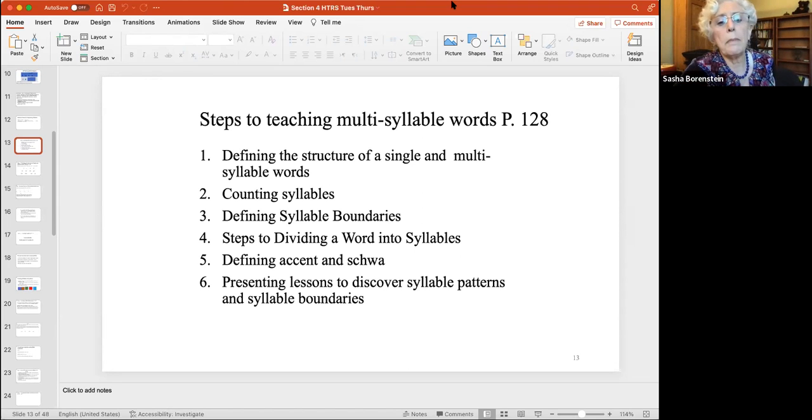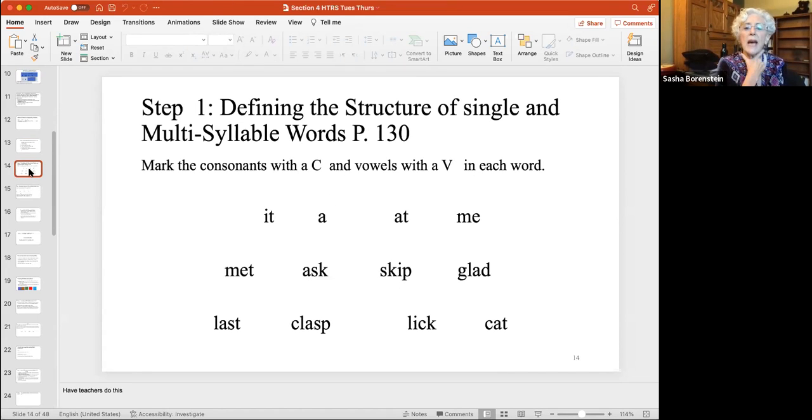So what you saw me doing was just teaching the open and closed syllables. I would have to do all the other things in a lesson with my students. So here we have the first step, defining the structure of single and multi-syllable words, which is on page 130 in your book. The reason this is important is it helps us to understand syllable boundaries, because multisyllable words are made up of these patterns.